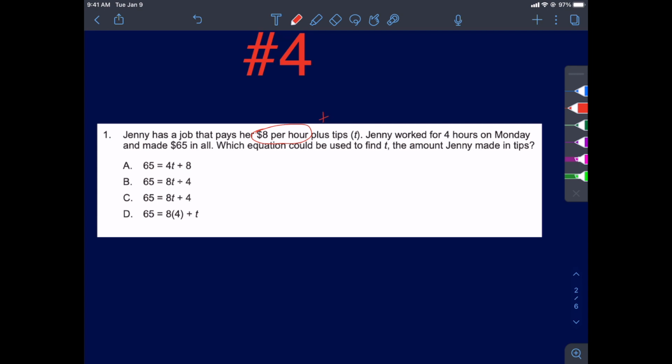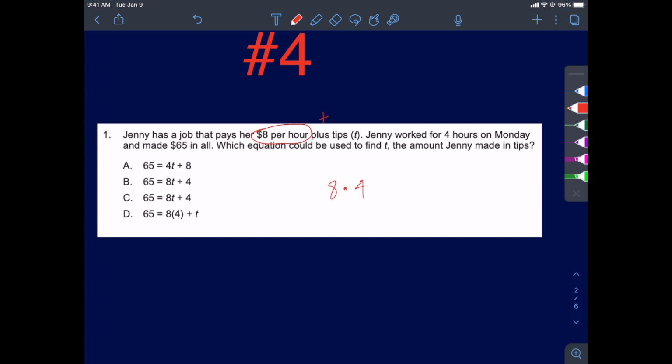Okay, so I don't really like this question as an assessment of your understanding of linear equations, but we should be aware of something that's a little bit of a change up for us here. When I see $8 per hour and a number of hours, if I wanted to figure out how much money she made, $8 per hour for 4 hours, I need to do 8 times 4.